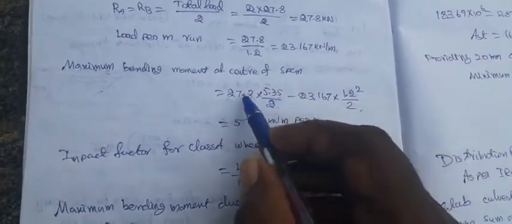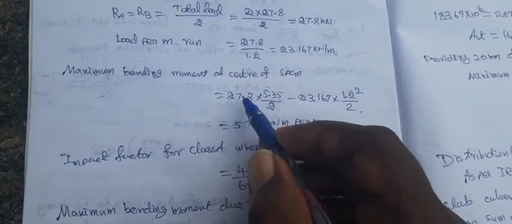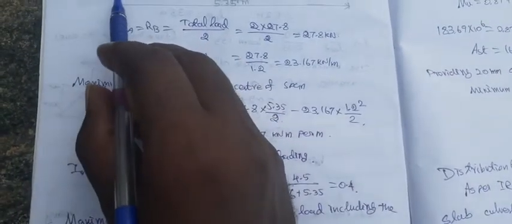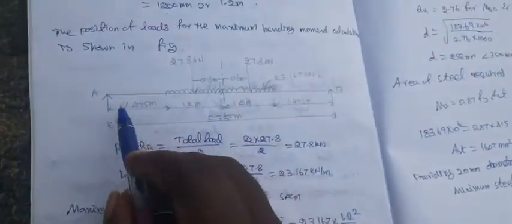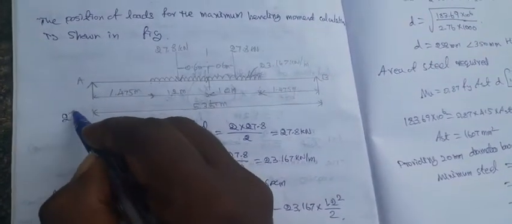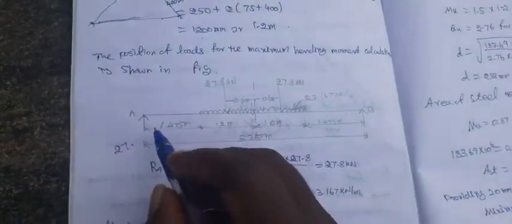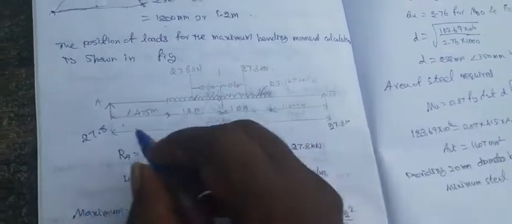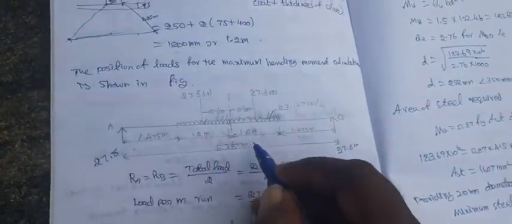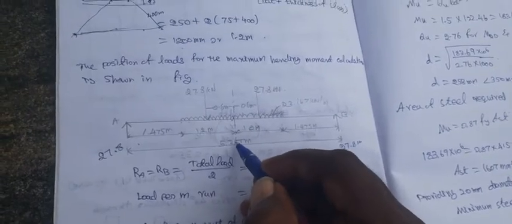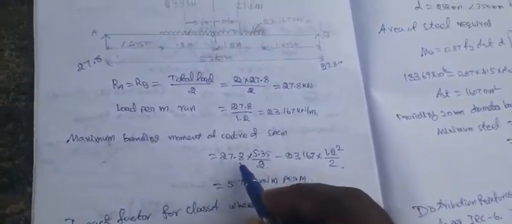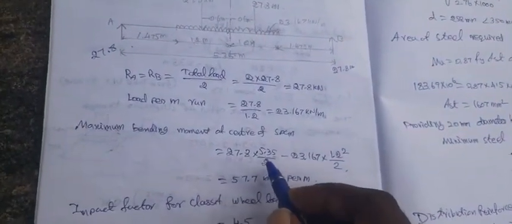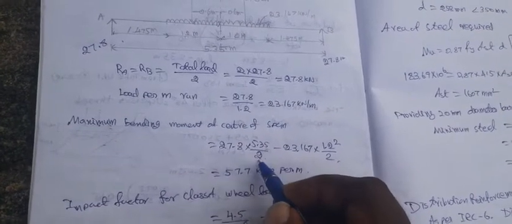So here 27.8 is nothing but the reaction. So reaction 27.8 kilonewton, and here also 27.8 kilonewton. So from 27.8 kilonewton, it is acting at a distance of half of the 5.35. So 27.8 into half of the 5.35 by 2.